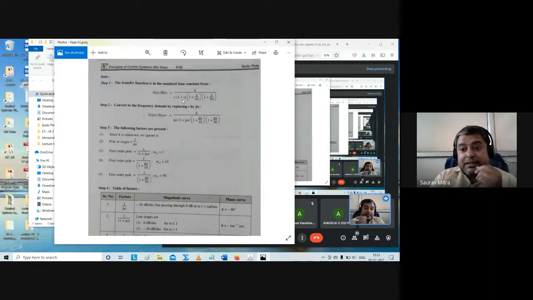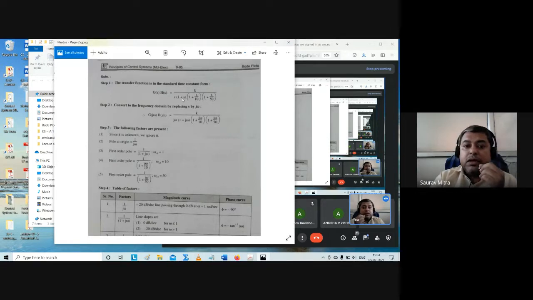Next, 1 by 1 plus s. It starts from 1 comma 0 with a slope of minus 20 dB per decade. The next point is 10 comma minus 20. The third line is minus 20 dB per decade starting from 10 comma 0, and the next point is 100 comma minus 20. You will find it is the Bode plot with corner frequency starting from 10. The last corner frequency is 50, so the starting point is 50 comma 0 and the end point is 500 comma minus 20.